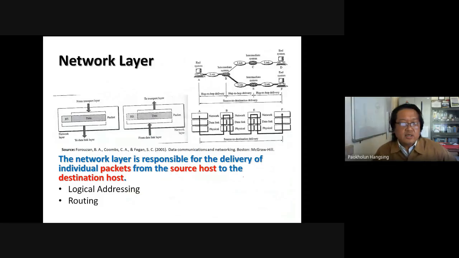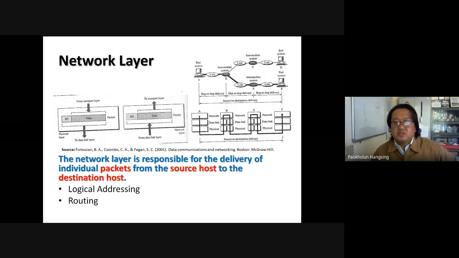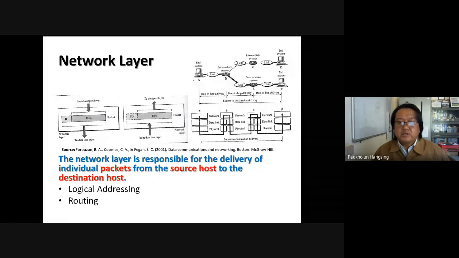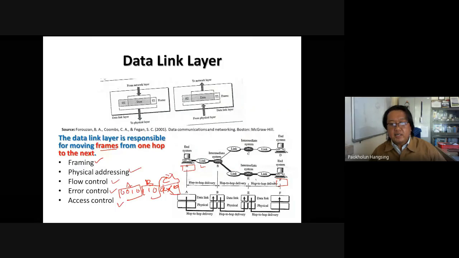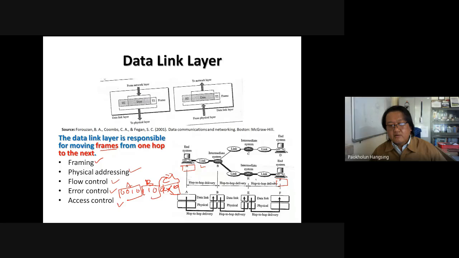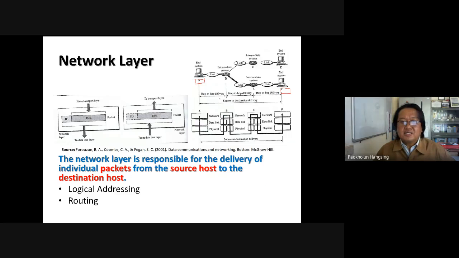Then comes the network layer. The network layer is responsible for source to destination addressing. In this case, A is the source, F is the final destination. The difference is, the data link layer is responsible for sending from A to B, B to E, E to F. In the network layer, it is responsible for sending data from A to F.